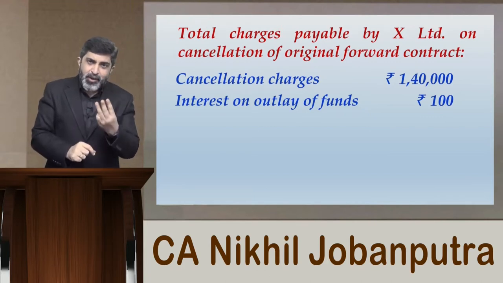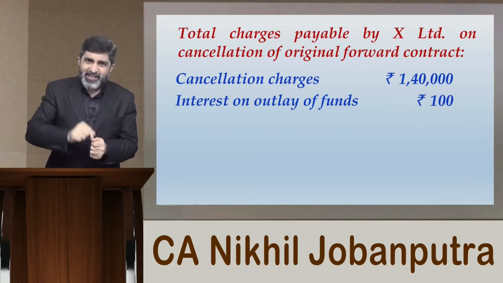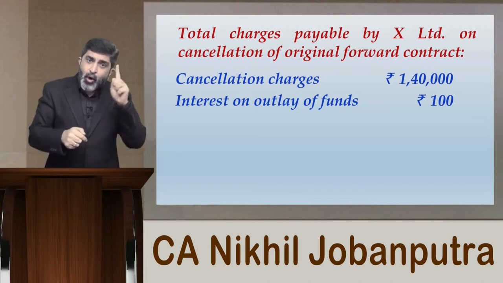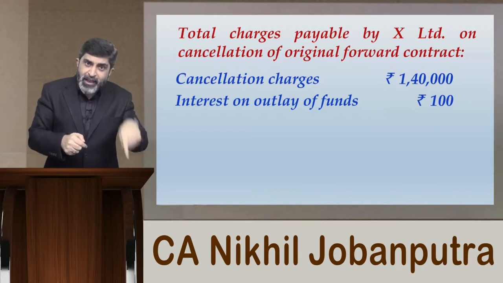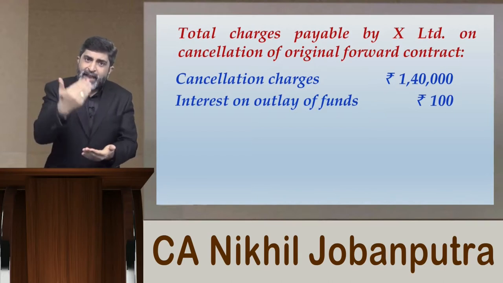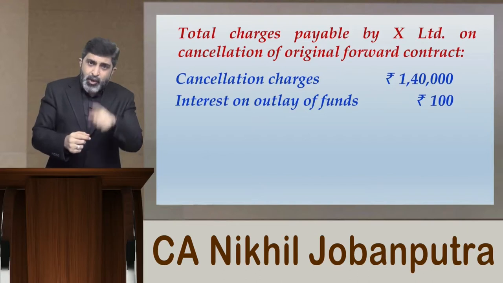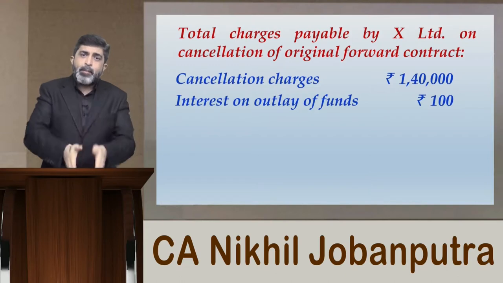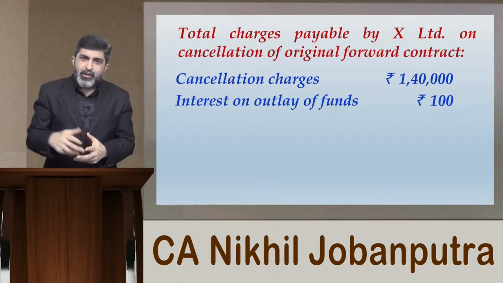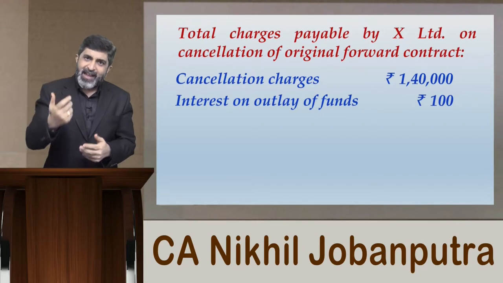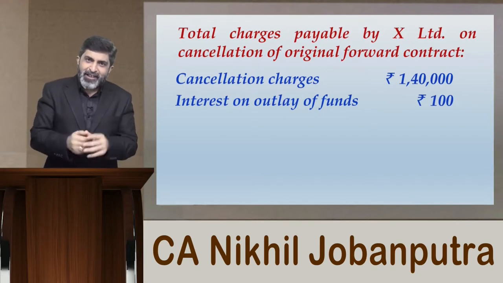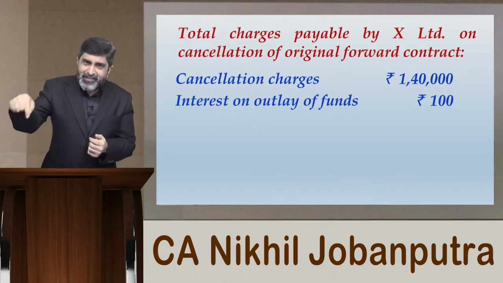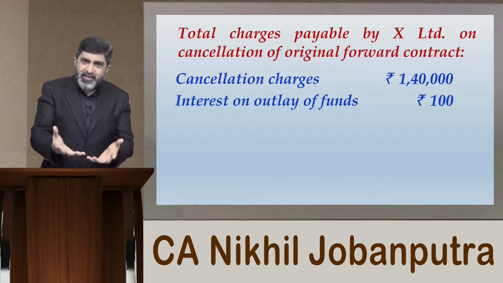And the third component, bank will say to this X Limited that, idiot, if you wanted to cancel this contract, why didn't you tell us on 10th of August itself? We would have cancelled it. You would have saved your swap difference. We would not have taken swap position unnecessarily for you. Now this X Limited is asking bank, now what is this swap difference? Just the way students are asking me, sir, what is this swap difference? This X Limited will ask the banker, what is this swap difference?